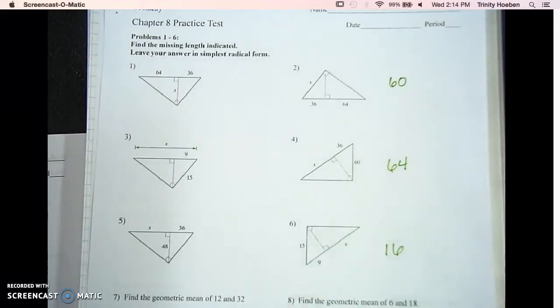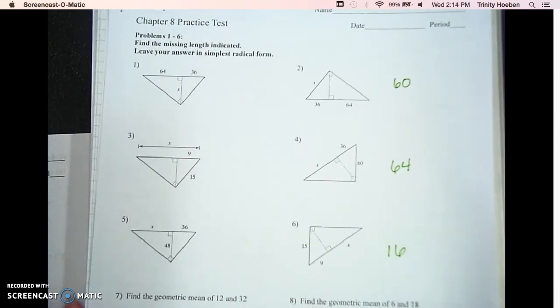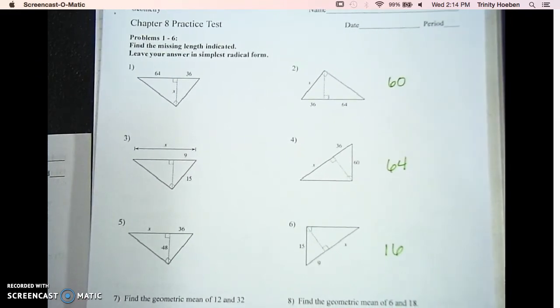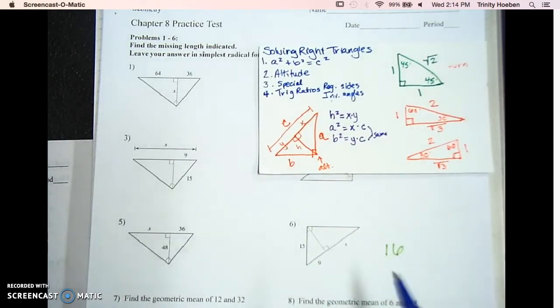All right, so today we're going over the answers on the Chapter 8 practice test. For the first 6 questions, the directions say, find the missing length indicated, leave your answer in simplest radical form. The first thing you need to do is have a note card.